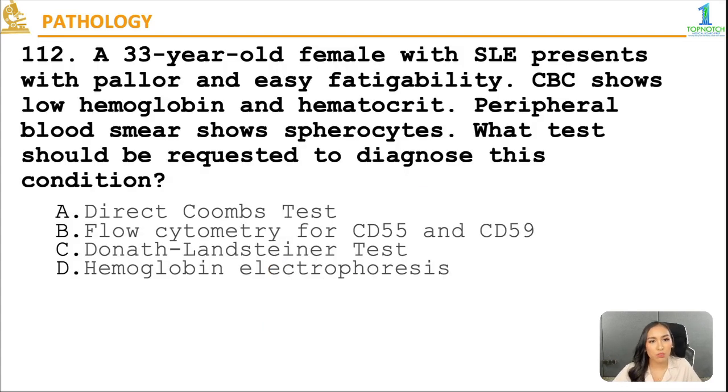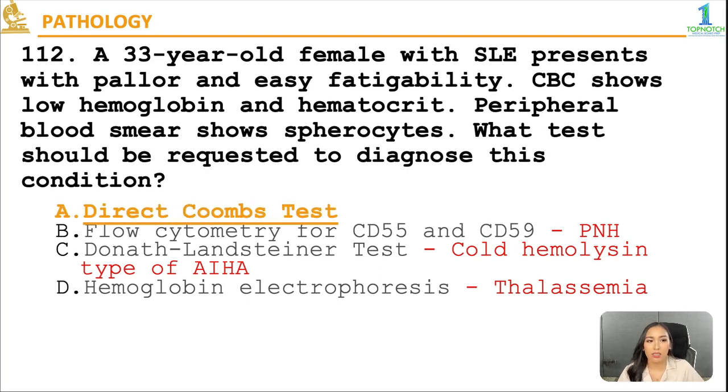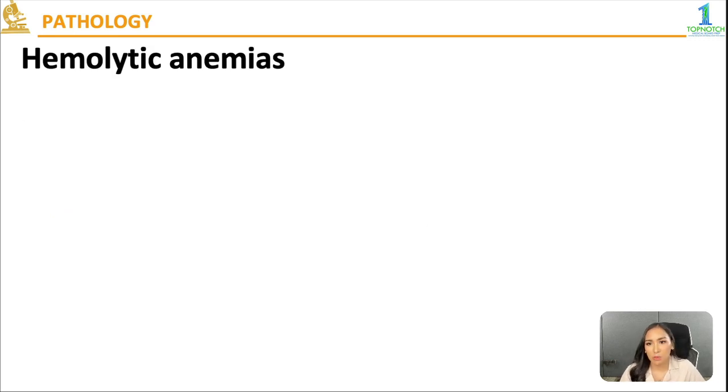Okay, let's start. 112. A 33-year-old female with SLE presents with pallor and easy fatigability. CBC shows low hemoglobin and hematocrit. Peripheral blood smear shows spherocytes. What test should be requested to diagnose this condition? And the correct answer is the direct Coombs test.